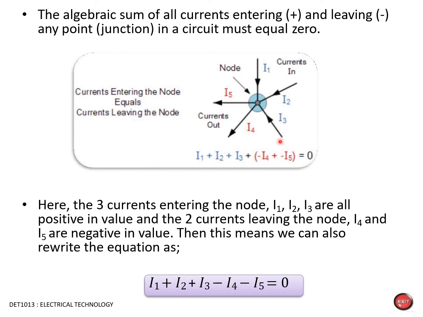But the algebraic sum of them is equal to 0. So here the three currents entering the node are positive and the two currents leaving the node are negative. And in an equation it is represented as I1 plus I2 plus I3 minus I4 minus I5 is equal to 0. Okay.